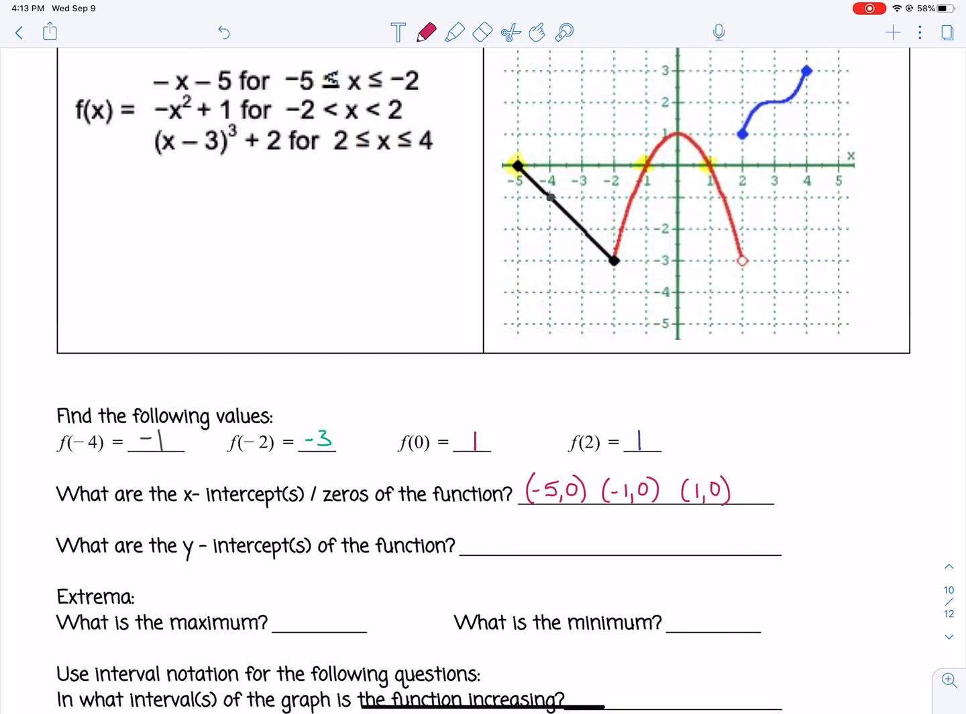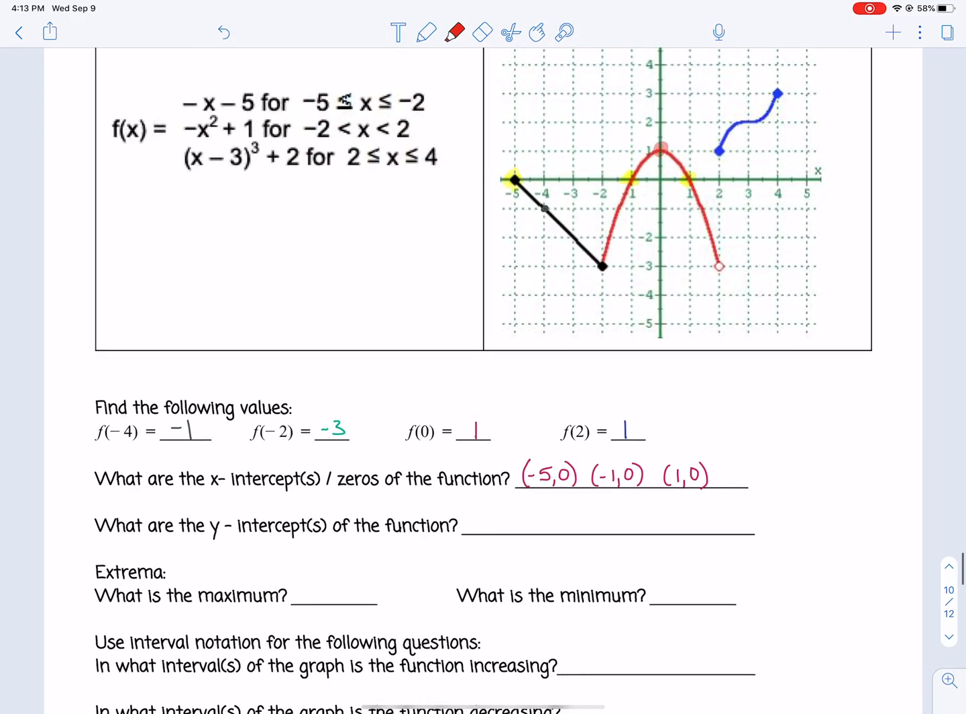What are the y-intercepts of my function? I'm just going to use a different highlighter. And I see the y-intercept is located at 1. So let's write that one down. That's at (0, 1), which is my y-intercept.